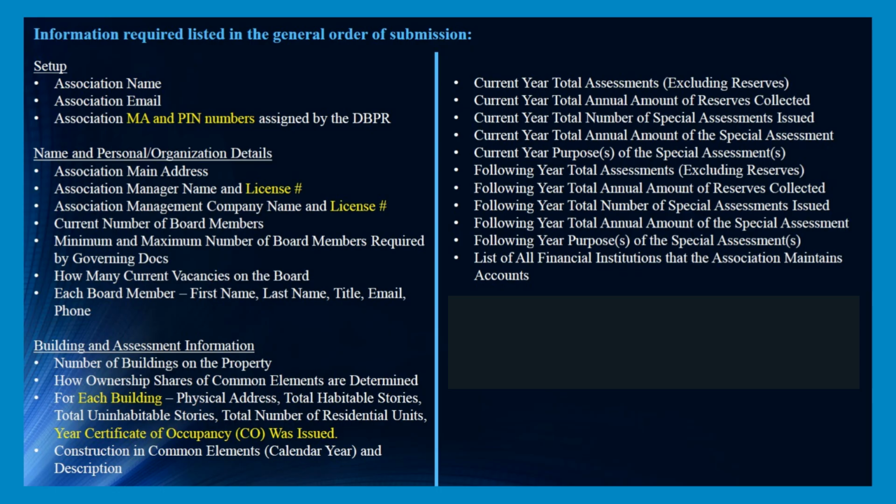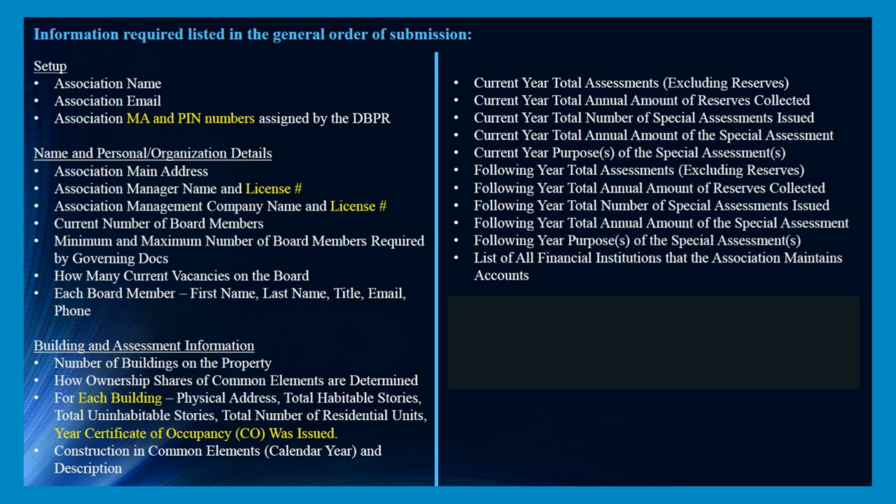Once registered, the information requested by the DBPR includes the following: association main address, association manager name and license number, association management company name and license number, current number of board members, minimum and maximum number of board members required by governing docs, how many current vacancies on the board, each board member's first name, last name, title, email, and phone number, number of buildings on the property, how ownership shares of common elements are determined.